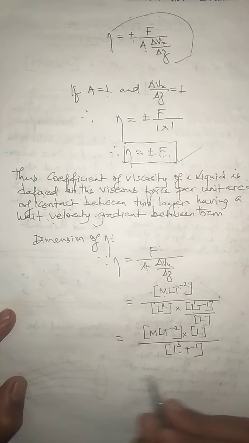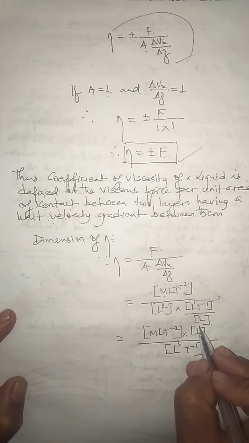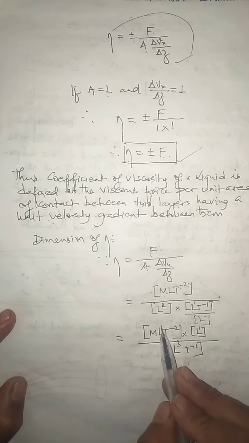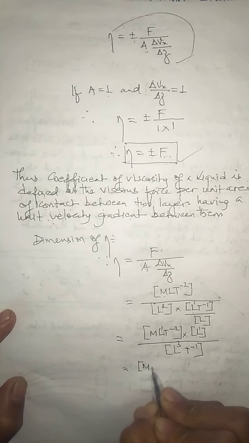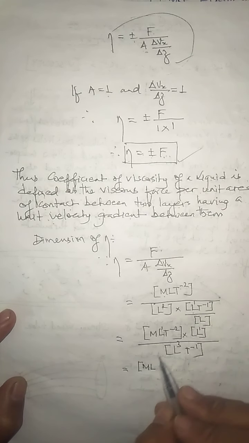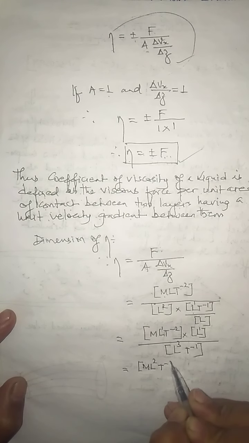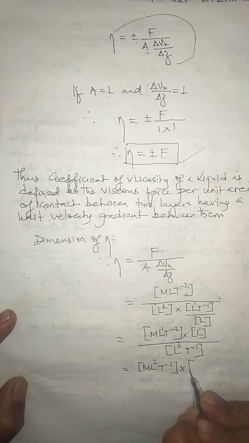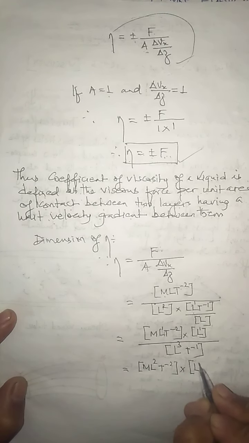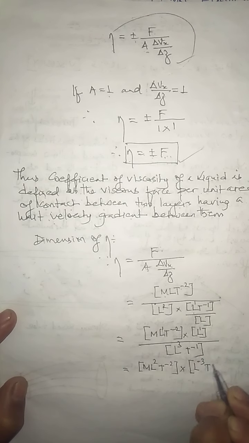Now we can further simplify this. In the numerator there is L and there is also L. Now I combine this also in the numerator. It will be M L, 1 plus 1 is 2, T minus 2. This is in the numerator. Now I'll take this quantity in the denominator. So what happened? The sign of power will change. It will be L minus 3 and T1.